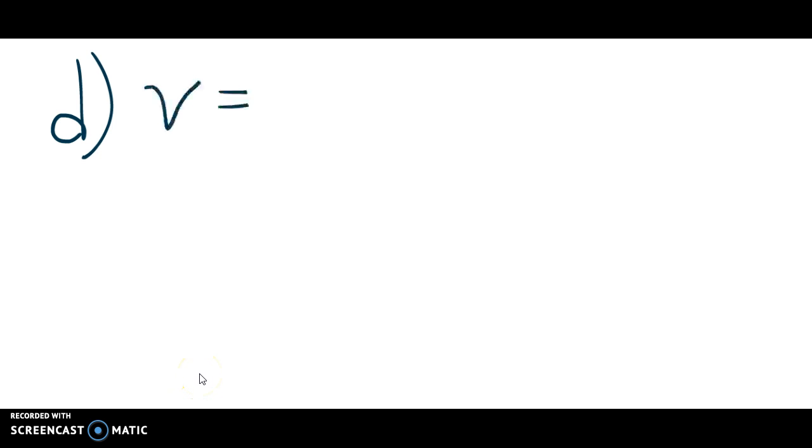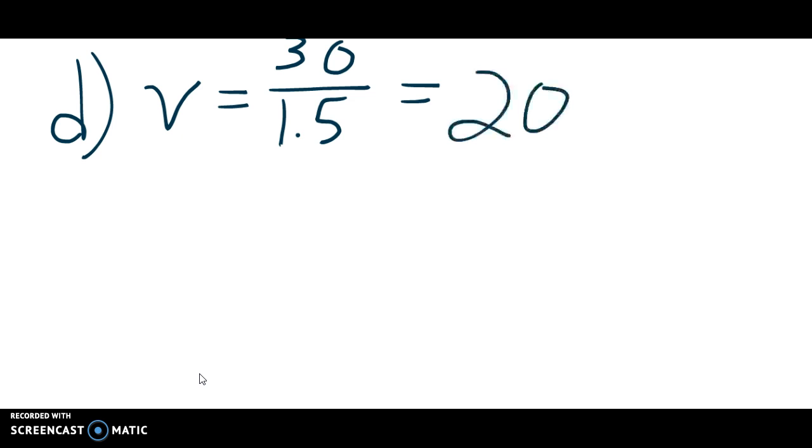So our velocity, v, equals 20, which is our displacement, over 1.5, which is our total time. Sorry, not 20. 30. I misread. 30 divided by 1.5 gives us 20 miles per hour.